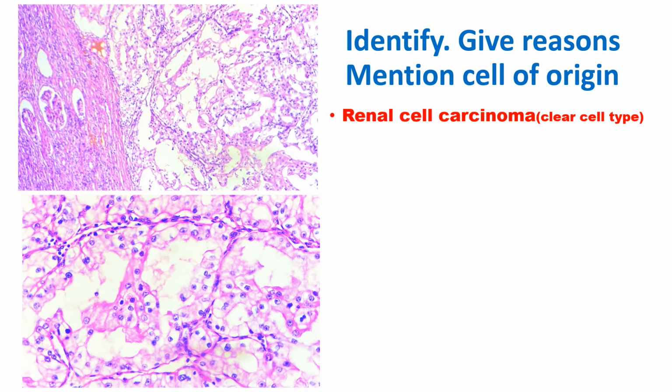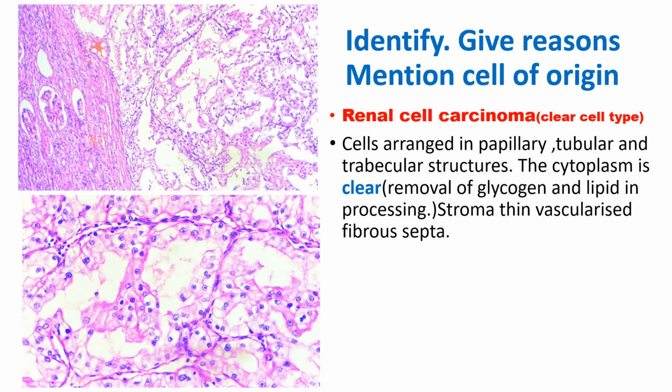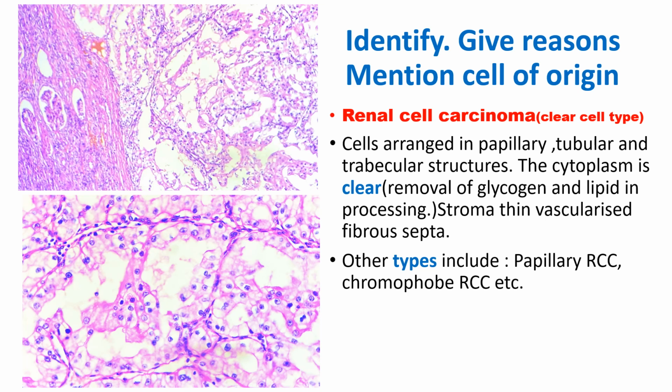So this is a classical slide of renal cell carcinoma, clear cell type. Cells arranged in papillary, tubular and trabecular structures. The cytoplasm is clear. Removal of glycogen and lipid in the processing is the cause of the appearance as clear cytoplasm. Stroma shows thin vascularized fibrous septi. Other types of the RCC include papillary RCC, chromophobe RCC, etc.